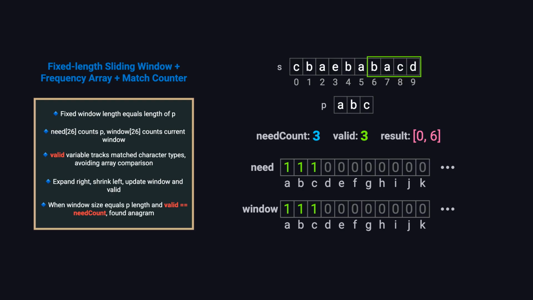The right pointer moves to the end and reads D. It doesn't match anything in need. We shrink once more, and the algorithm finishes. The final result is indices 0 and 6.